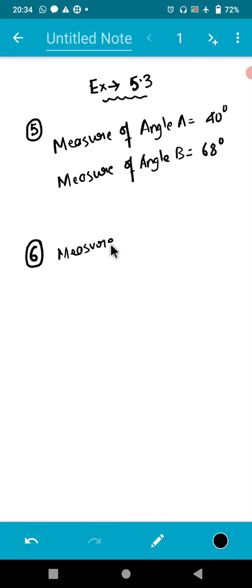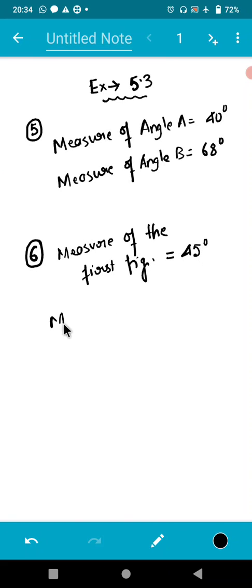So measure of the first figure would be equivalent to 45 degrees. Be very careful and check whether 45 degrees is coming or not, and then you are supposed to measure the second figure. So measure of the second figure, and the angle will measure as 55 degrees.